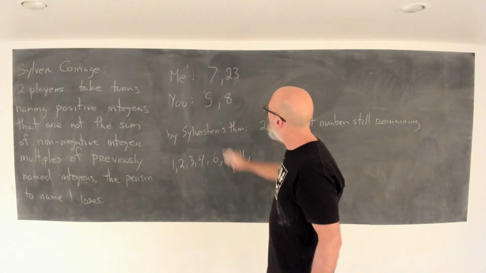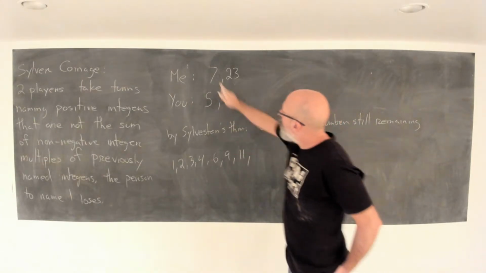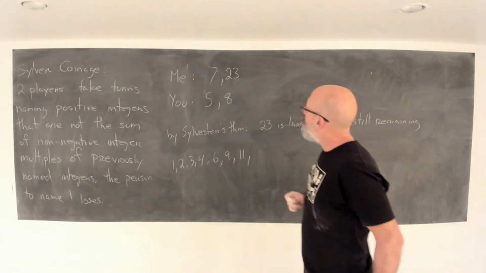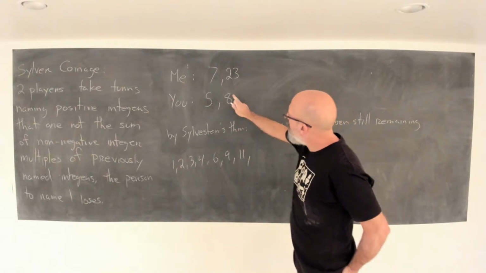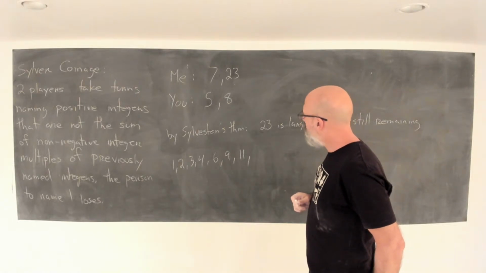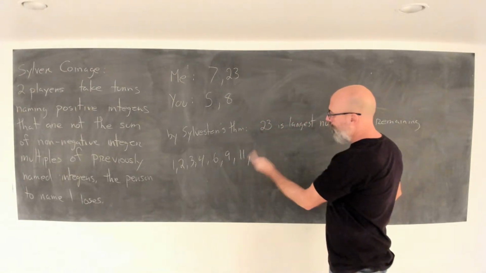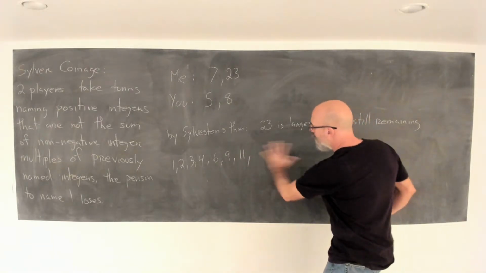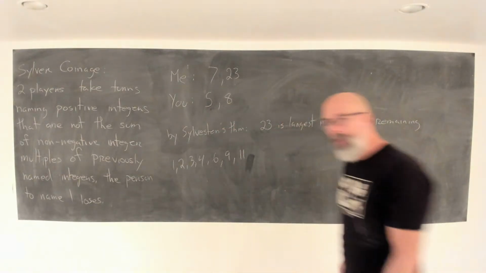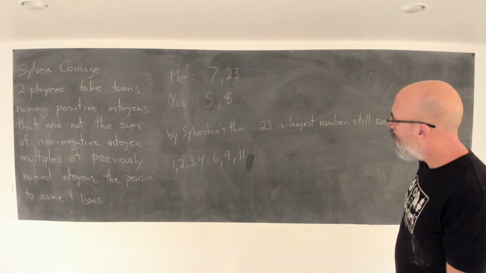11 is there. 12 is 5 plus 7, so that's gone. 13 is 5 plus 8, that's gone. 14 is gone, 2 times 7. 15 is gone, 7 plus 8. 16 is 8 plus 8. And that does it, right? Since 16 is gone, we have 12, 13, 14, 15, 16. We have a list of 5 consecutive numbers that are gone. So if you add 5 to those again, everything's going to be gone. So these are the only numbers left.